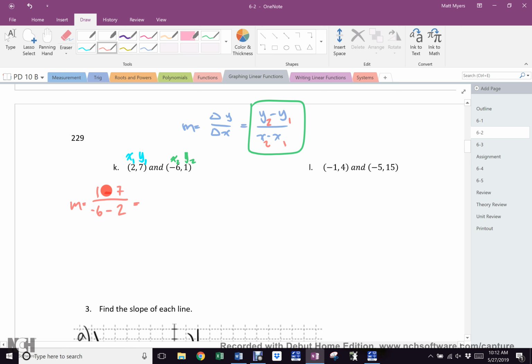2. What is 1 minus 7? What is negative 6 minus 2? Negative 8. What is negative 6 divided by negative 8? That is positive 6 over 8, which is 3/4. Does everybody understand? Now, don't do this, just watch.